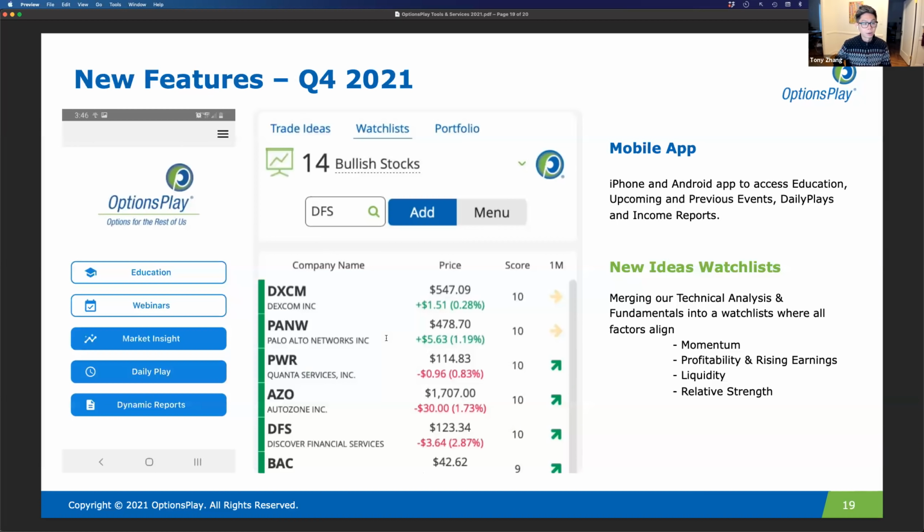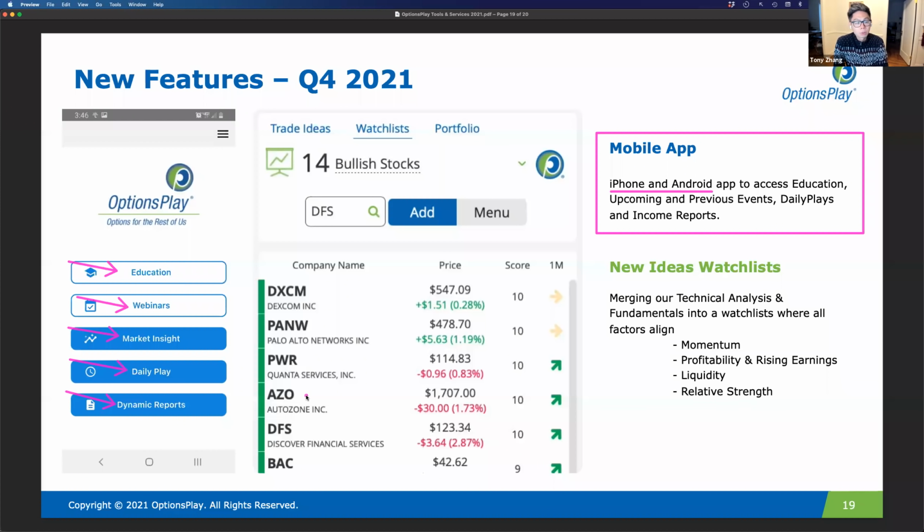So just to wrap up and give you some sense for some of the new features that are coming out here in Q4 of 2021, for those of you that are currently on a free trial or currently have a membership, we do have a mobile app coming up here in the next couple of months. This mobile app is for both iPhone and Android. You'll be able to access our education, our webinar recordings. You'll be able to access our Tuesday morning market outlook sessions, our daily plays, our income reports, and we're also going to be able to allow you to analyze basic strategies using the new OptionsPlay app.